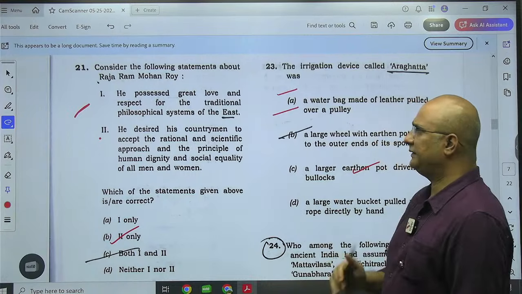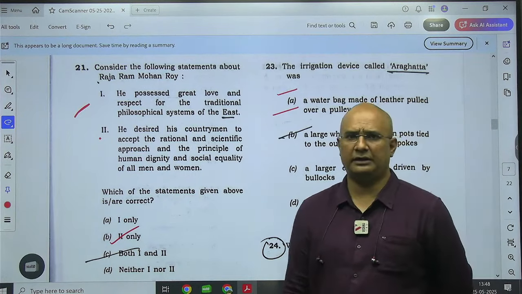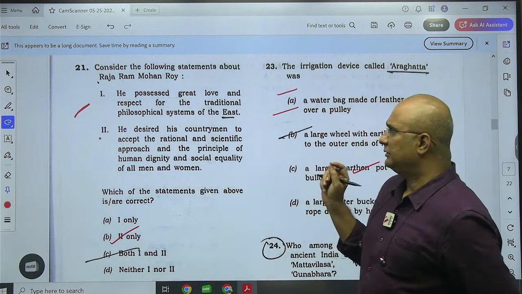Set B, 21st question. Consider the following statements about Raja Ram Mohan Roy. Clearly it is from modern India, and that too from social religious reform movements. Two statements have been given.